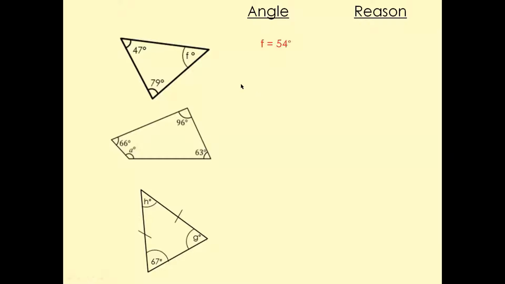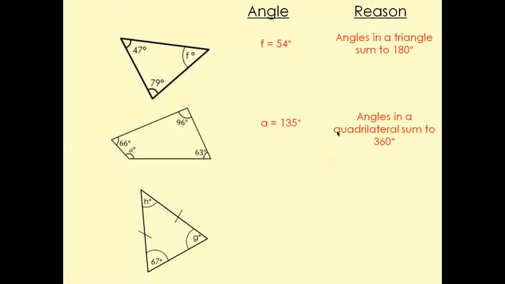Right, for this one, F is going to be 54 degrees. And that's a straightforward answer. Angles in a triangle all add up to 180 degrees. In this case, A is going to be 135 degrees. And the reason for that is angles in a quadrilateral add up to 360 degrees.